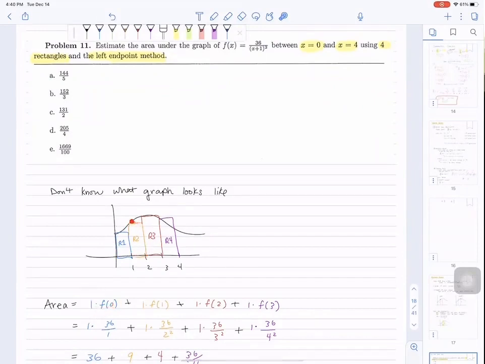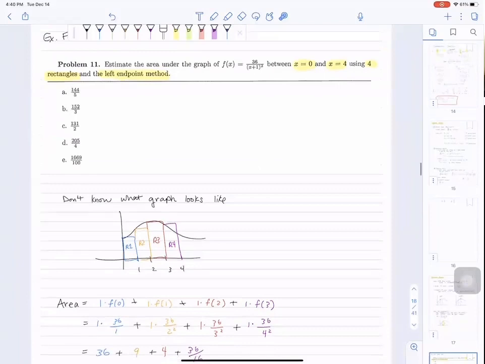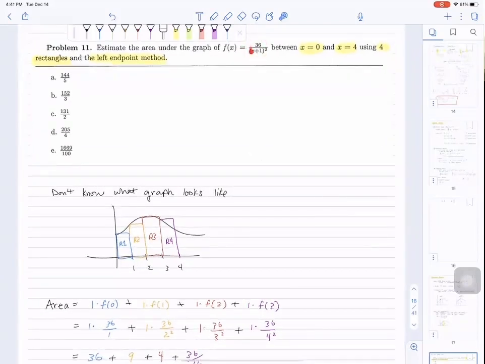For rectangle 2, it's going to be our width again, which is 1. What is the height going to be? In this interval 1 to 2, what's the left endpoint? It's 1. So our height is going to be our function evaluated at 1. That's f of 1. And you keep going with the red rectangle and the purple rectangle. Now we know our function is defined by 36 over x plus 1 squared, so we can evaluate those at 0, 1, 2, 3. That's what I did here.